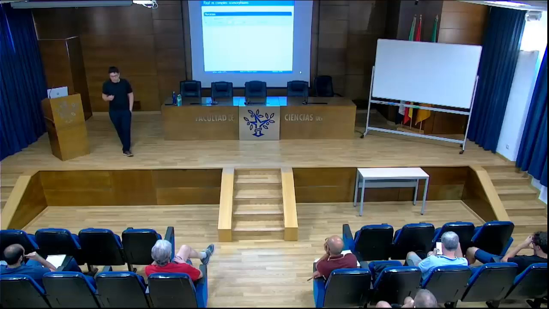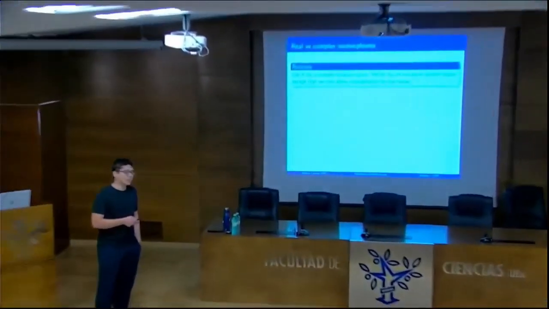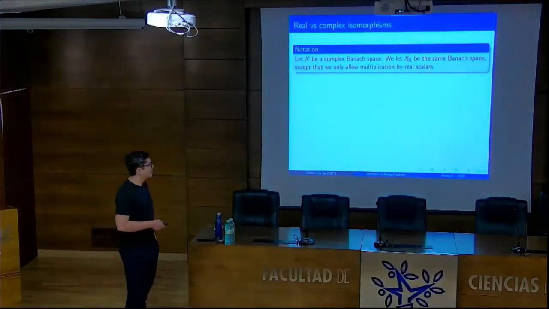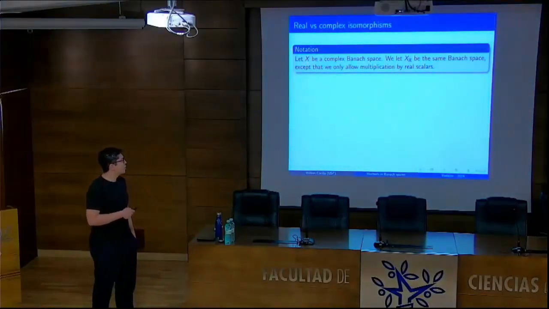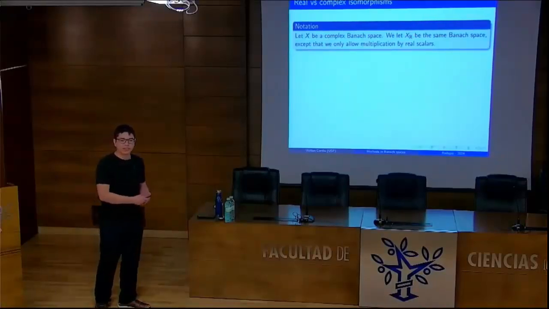So start with a complex Banach space. If it is a complex Banach space, you can forget multiplication by complex scalars and consider only multiplication by real scalars. When we do that, we have X, the complex Banach space. We'll let X_R be the Banach space where we forgot multiplication by complex scalars. Okay?